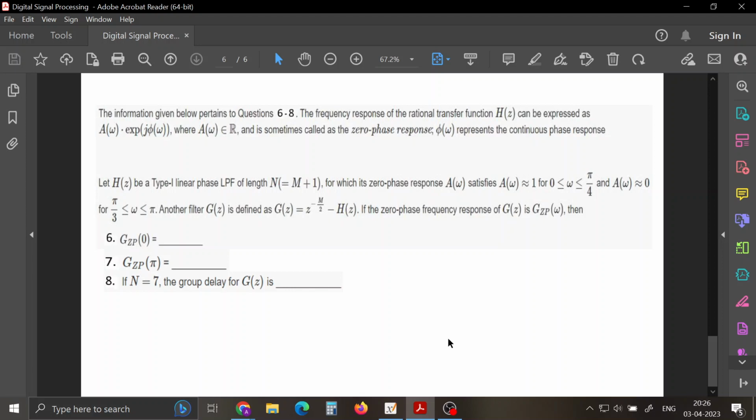So let's see. What we will do is first find the general expression for the zero phase frequency response G zp of omega, and then we can substitute omega equals 0, and whichever points we need to calculate, we can substitute and find the value. The question is a bit lengthy, but it's really simple.